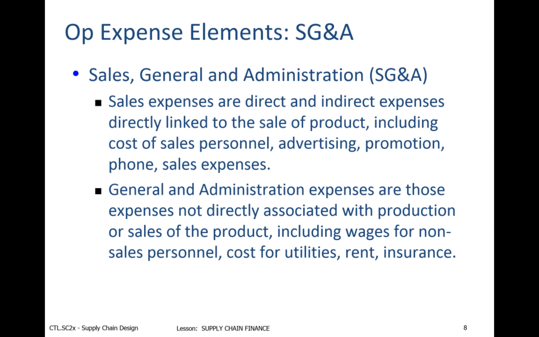These are things that are not directly associated with the production of the product or the sale of the product. Okay, well, I should say G&A includes that, but SG&A includes the sales and the general administration. But generally speaking, these are expenses that are above and beyond the specific costs that are associated with the individual products themselves.